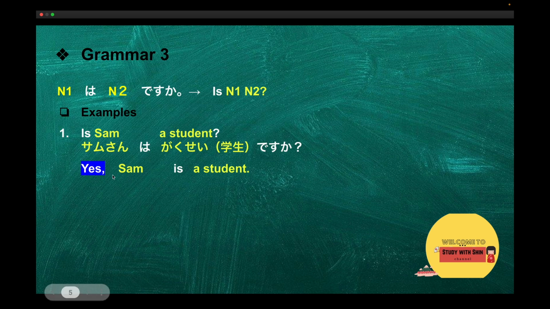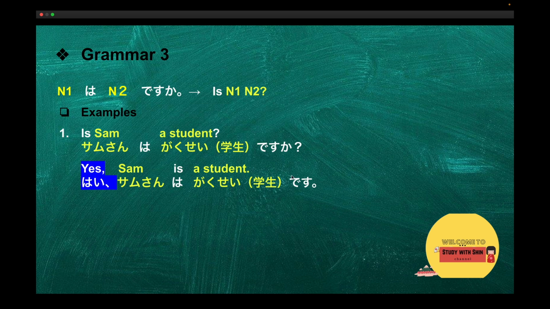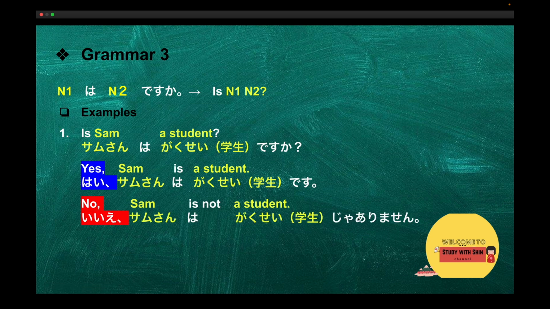If you want to say, yes, Sam is a student. How do you say yes in Japanese? はい means yes. はい、サムさんは学生です. Yes, Sam is a student. But if you want to say, no, Sam is not a student: いいえ、サムさんは学生じゃありません. Sam is not a student. I hope you understand this explanation.